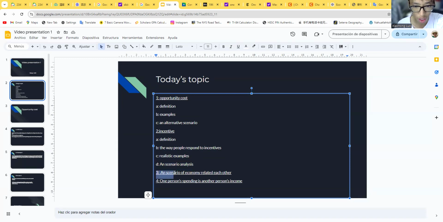Then we'll be talking about a scenario of the economy where things are related to each other. And finally, we'll be talking about the definition of one person's spending is another person's income. I'll be talking about what it means that one person's spending is another person's income. Okay, so without further ado, let's just get started.